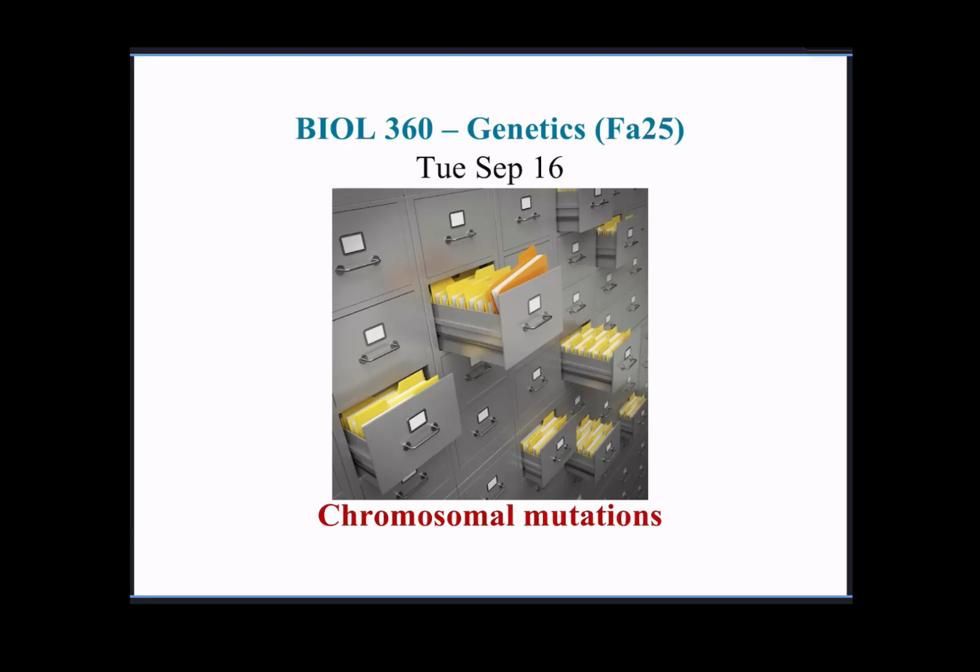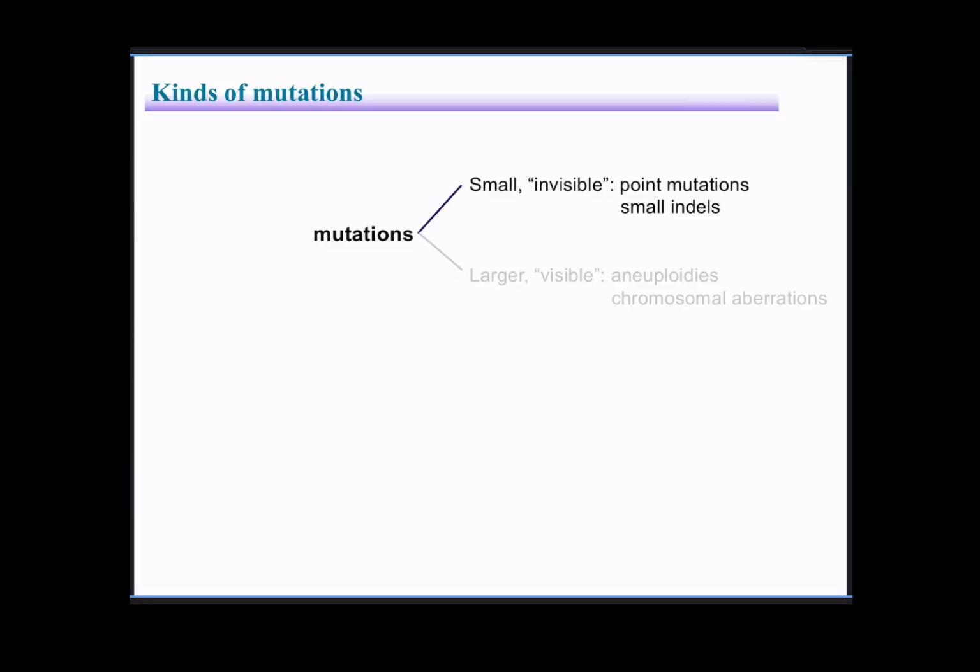Today we'll talk about chromosomal mutations. In a way, all mutations are chromosomal because all mutations happen in chromosomes. But what we mean by chromosomal mutations are those much larger chunks of DNA sequence that are affected by a mutation. But we'll get there. So before we do, a super brief recap.